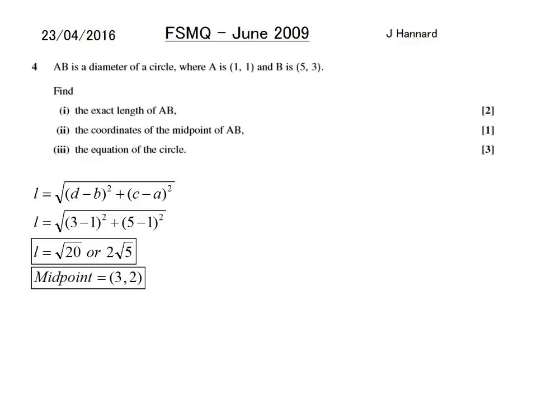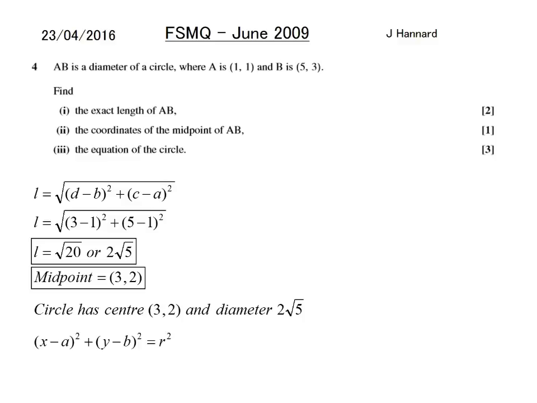Nothing really difficult about that. But now we want the equation of the circle. So we've got the centre point of the diameter, which must be, by definition, the centre of the circle. And we've also got a diameter. But the equation of a circle is that, so we need R instead of D. So we're going to have to half that answer.